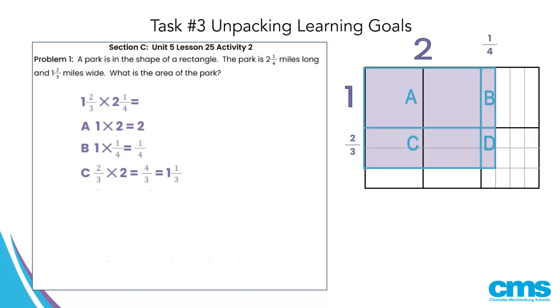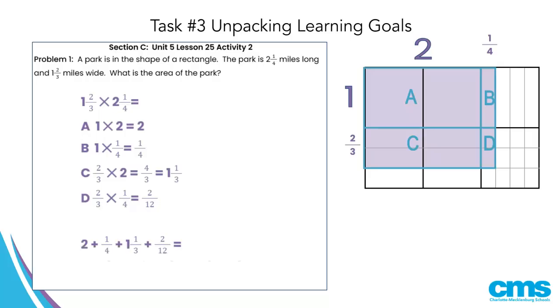C is 2/3 by 2, which is 4/3. I can rewrite that as 1 1/3. And D is 2/3 by 1/4, so I can write that as 2/12. I'm going to leave that as 12ths because it's going to be important that I have 12ths to add to fourths and thirds. Okay, so now I have 4 partial products.